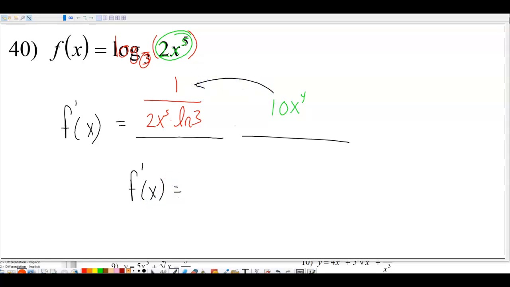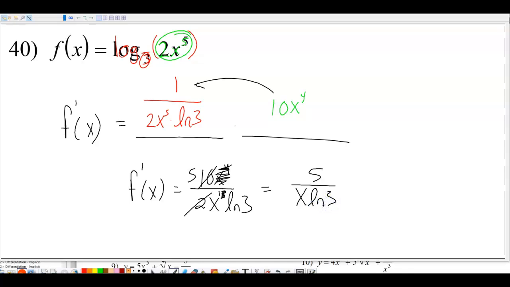Moving the 10 to the top there, 10 times 1 is 10. So the top is 10x to the 4th. The bottom is 2x to the 5th, ln of 3. 2 goes into 10 5 times. These 4 x's will take away 4 x's off the bottom and leave us with just 1. And so my final answer is 5 over x ln of 3.